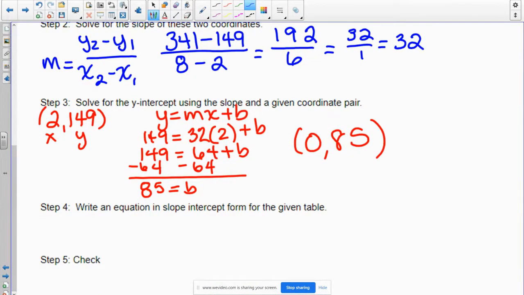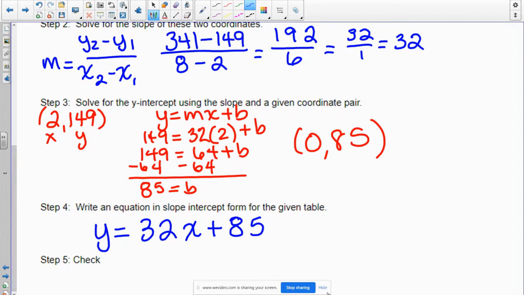So the last step, I think, is the easiest step. We're just going to plug it into the equation. So y is my variable that changes. So it's y equals, my slope was 32. My x is my variable that also changes. And I now know that my y-intercept is 85.